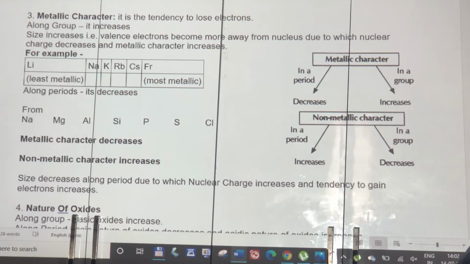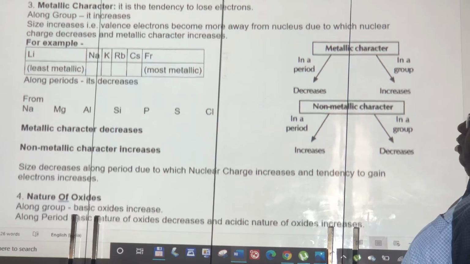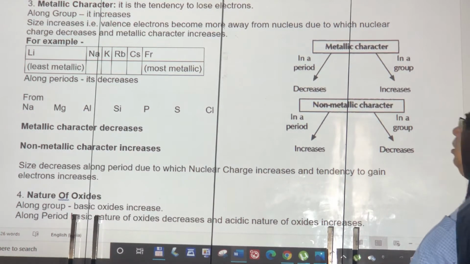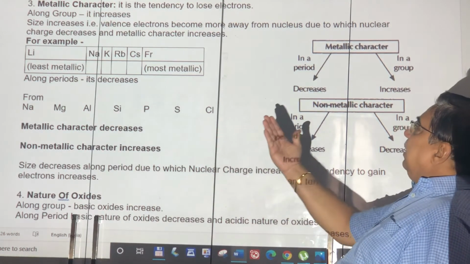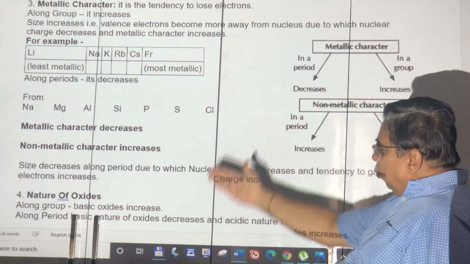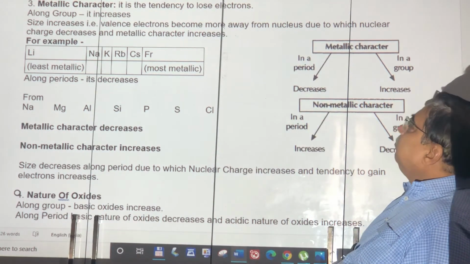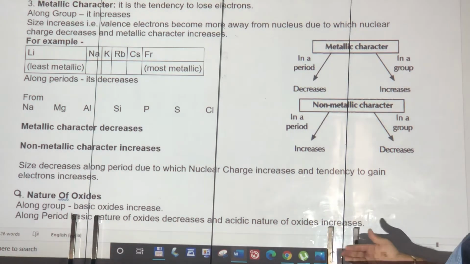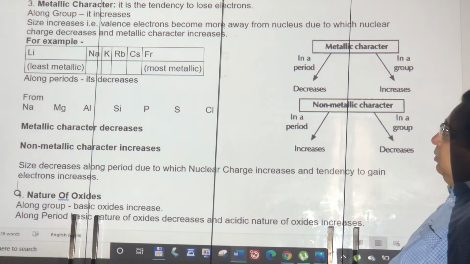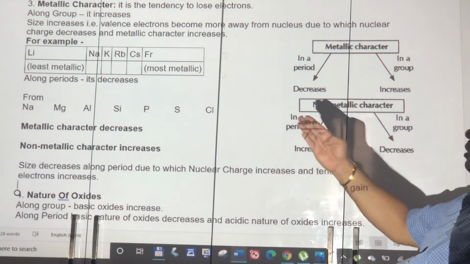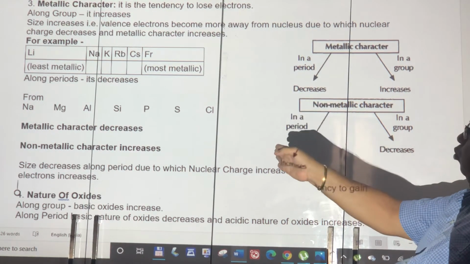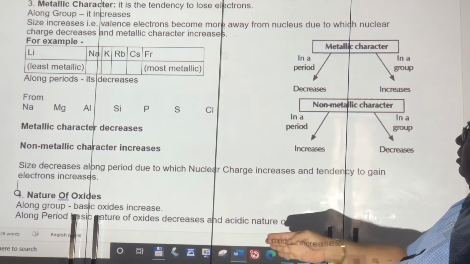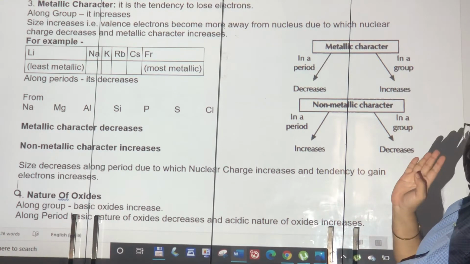Metallic character is the tendency to lose electrons, and non-metallic character, of course, is the opposite: the tendency to gain electrons. Along the group, metallic character increases because size increases and nuclear charge decreases. It is easier to give electrons. Lithium is the least, after that sodium, potassium, rubidium, cesium, and francium is the most metallic.